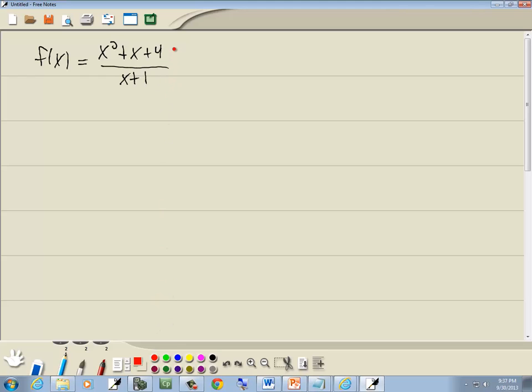Now this is going to be the quotient rule, so the top part we'll label as p, the bottom part will be q. We need p prime and q prime. The derivative of x squared plus x plus 4 is 2x plus 1. Q prime, the derivative of x plus 1, is 1. Our quotient rule is p prime q minus p q prime over q squared. So step 1, find our derivative.